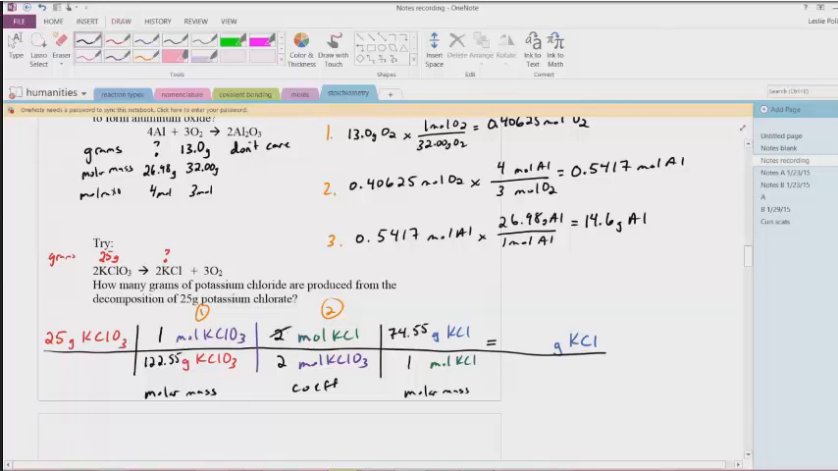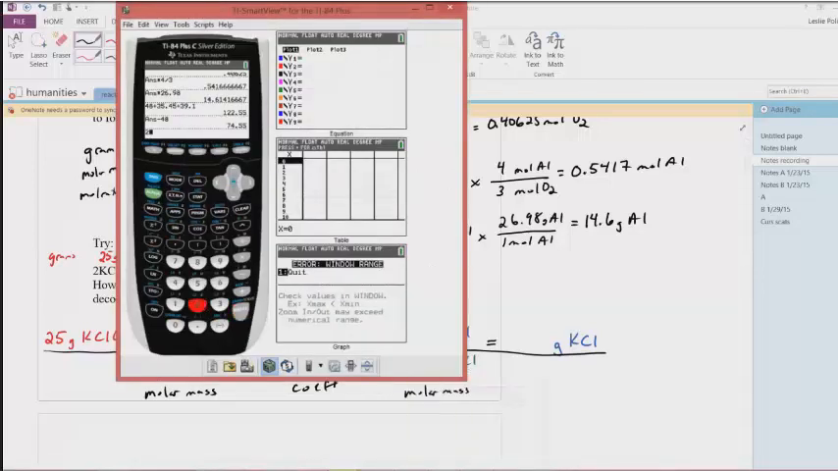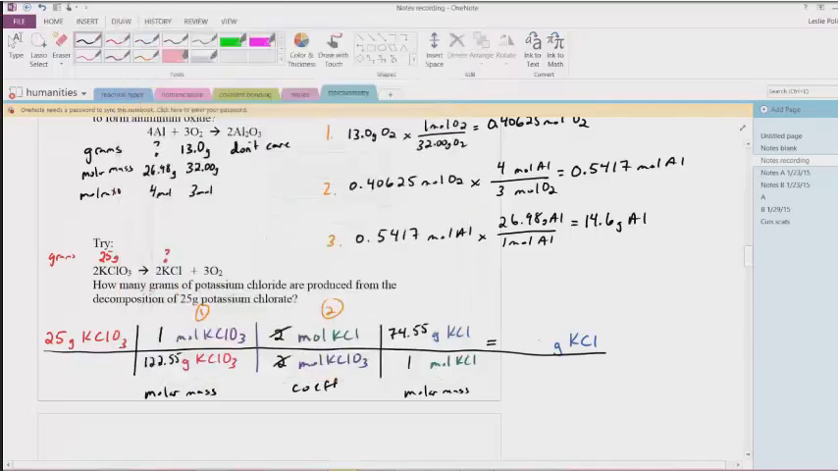Okay, so mathematically 2 over 2 cancels. So we just have divided by 122.5 and multiplied by 74.55. Now we could use that 25 that we started with. And we get 15.208. Look back at our given information, and we only have 2 significant digits. So there is our answer.